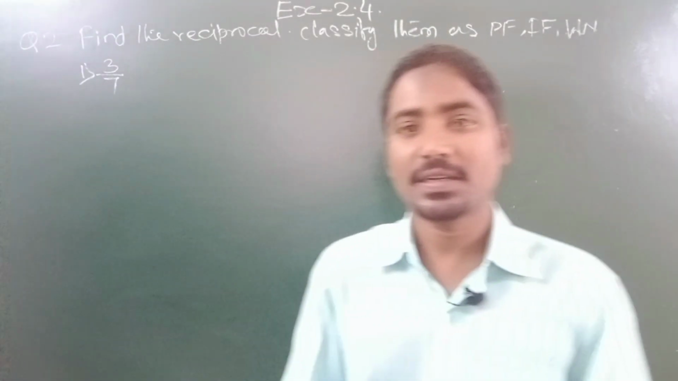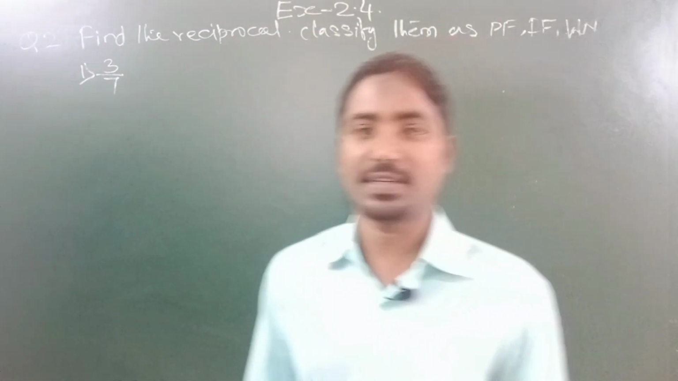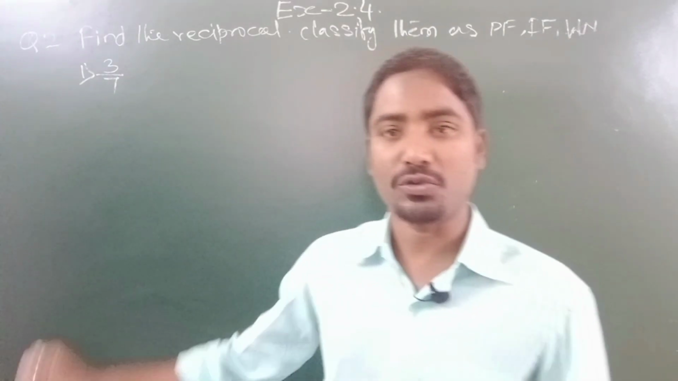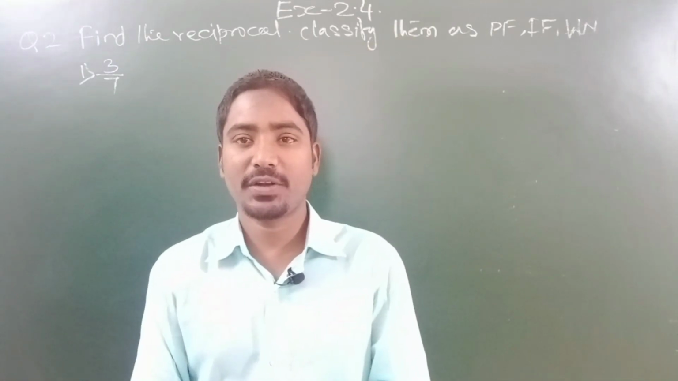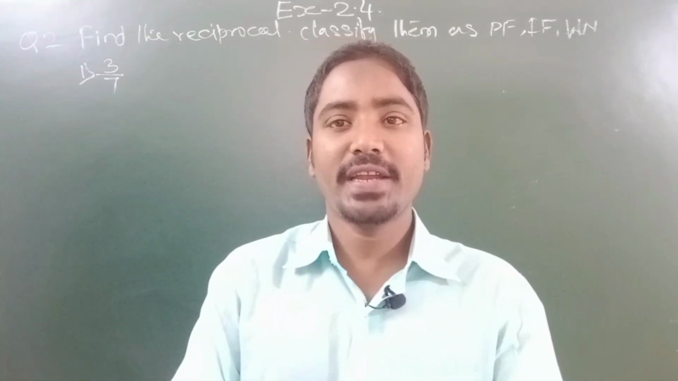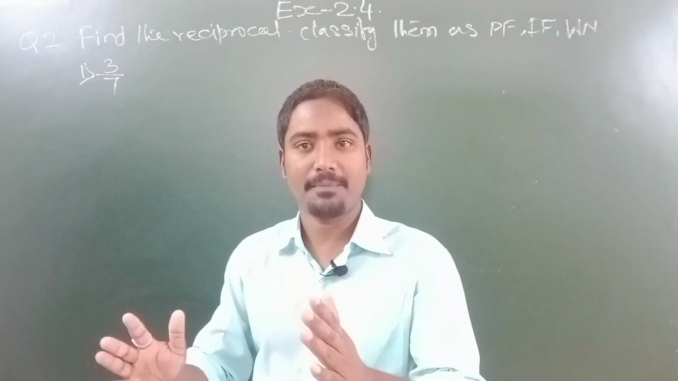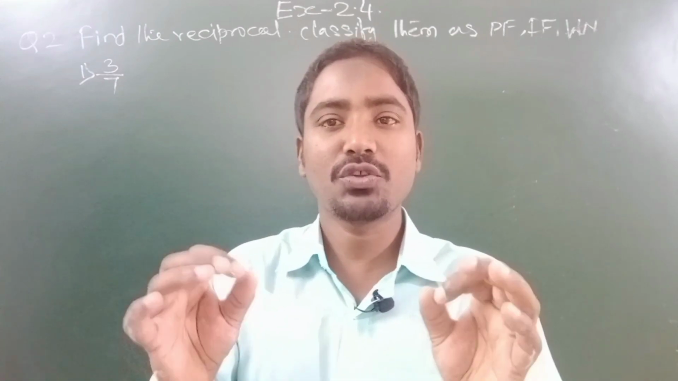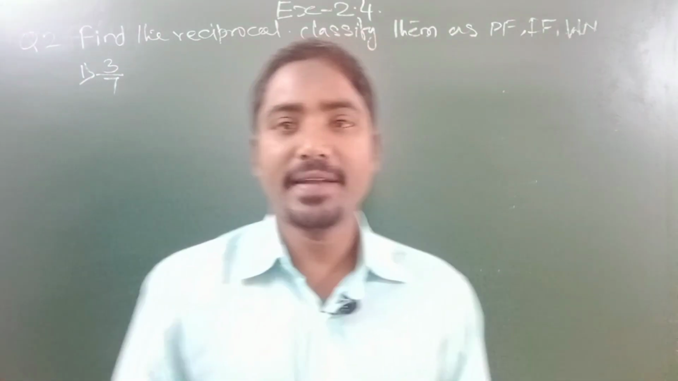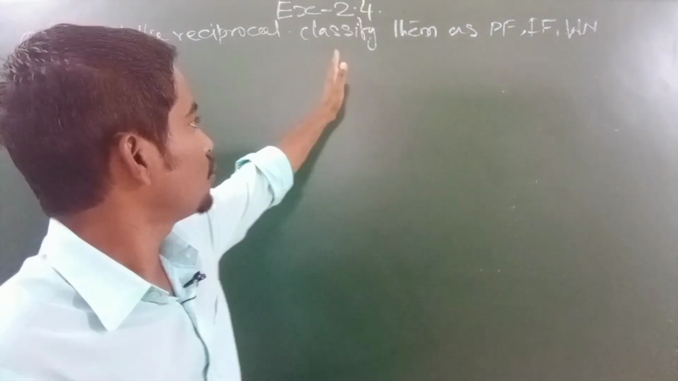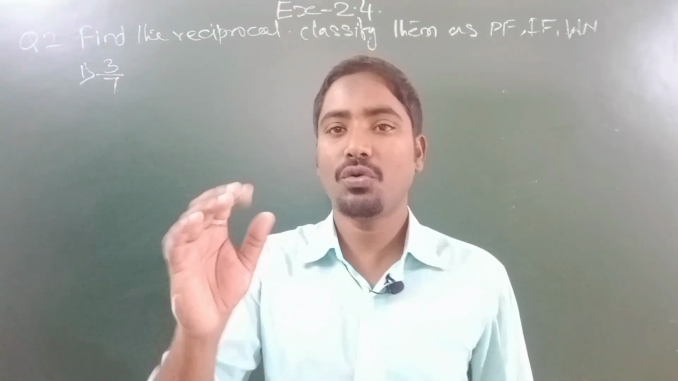So in today's session, we will solve question number 2 of exercise 2.4. The question is very simple, students, and I have written the question in short form. Let me first explain the question. In question number 2, it is asked to find the reciprocal of the given numbers or fractions, let it be a fractional number or a whole number, any number. First you have to find the reciprocals, and then in the next part it says to classify them as proper fractions, improper fractions or whole numbers.